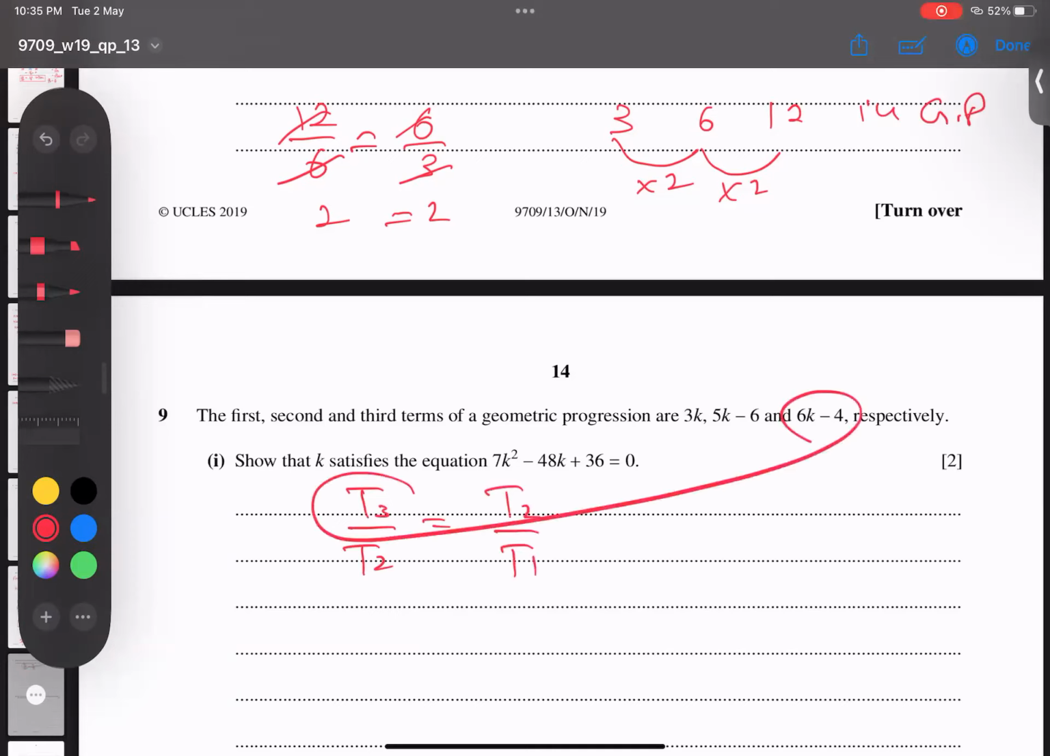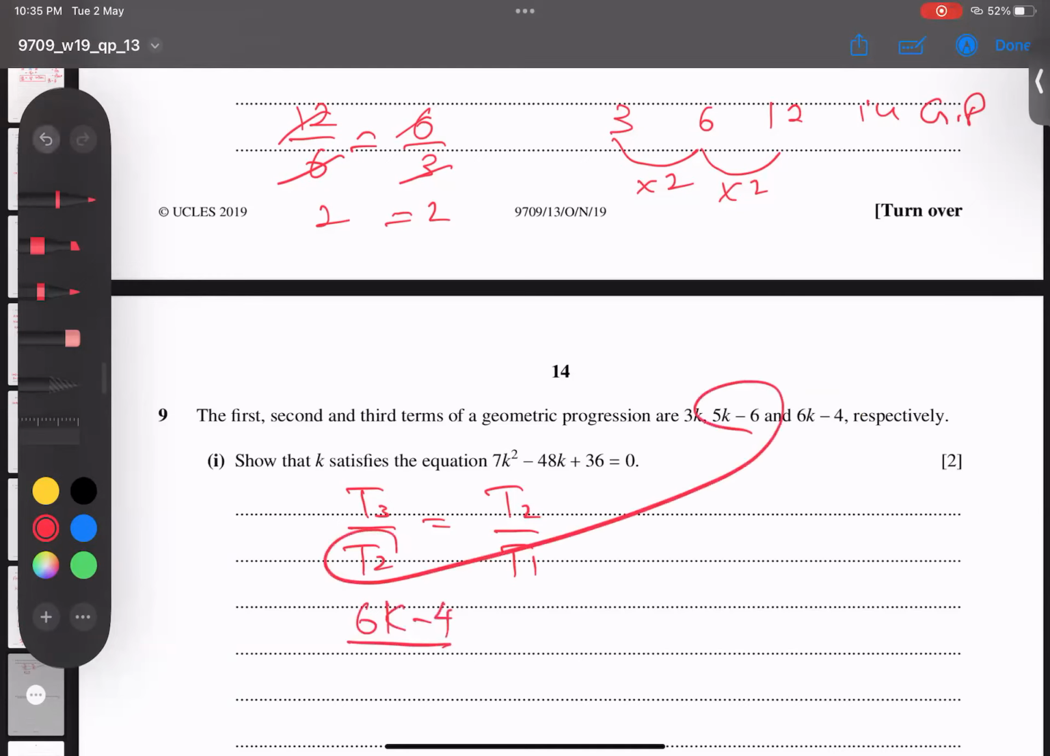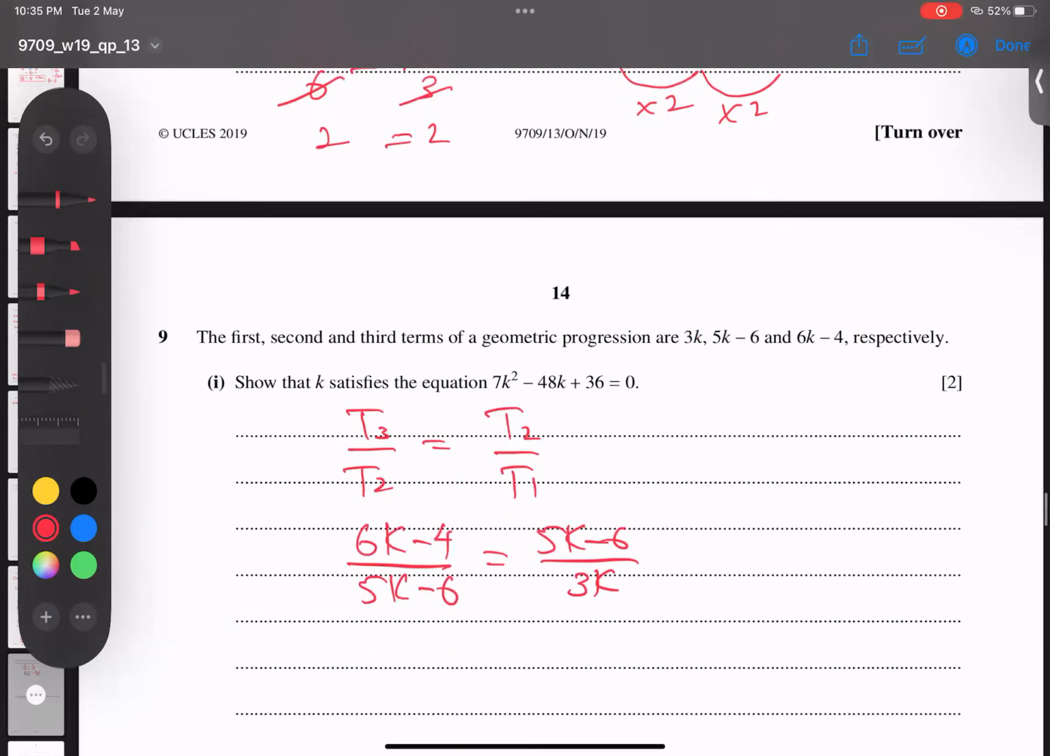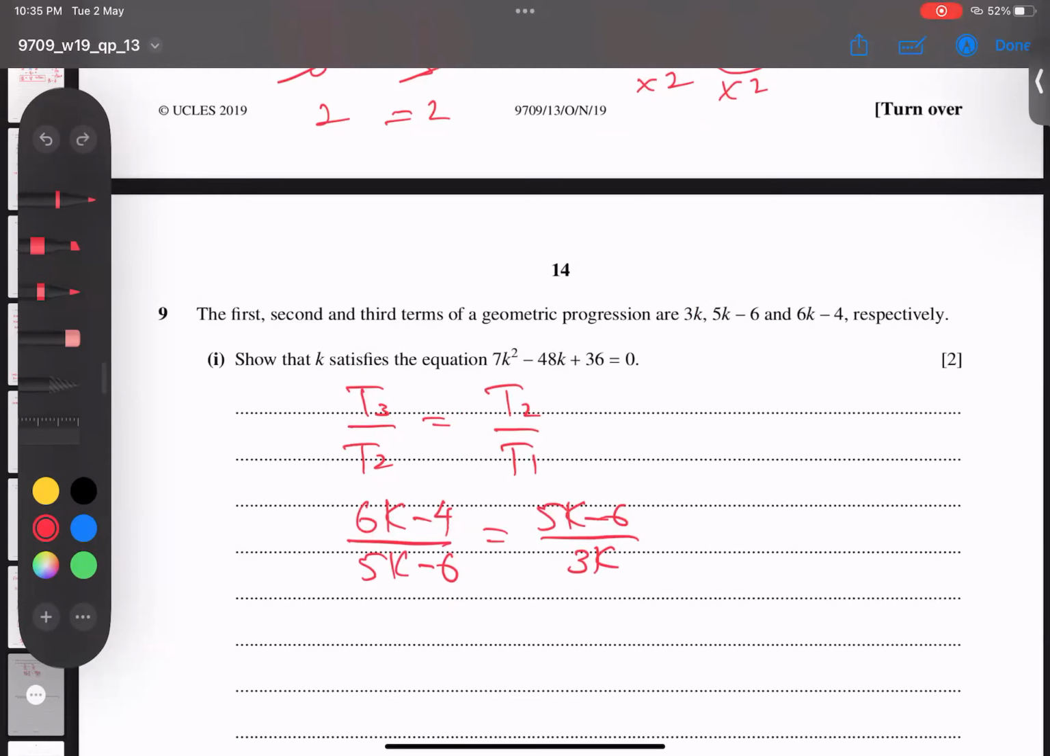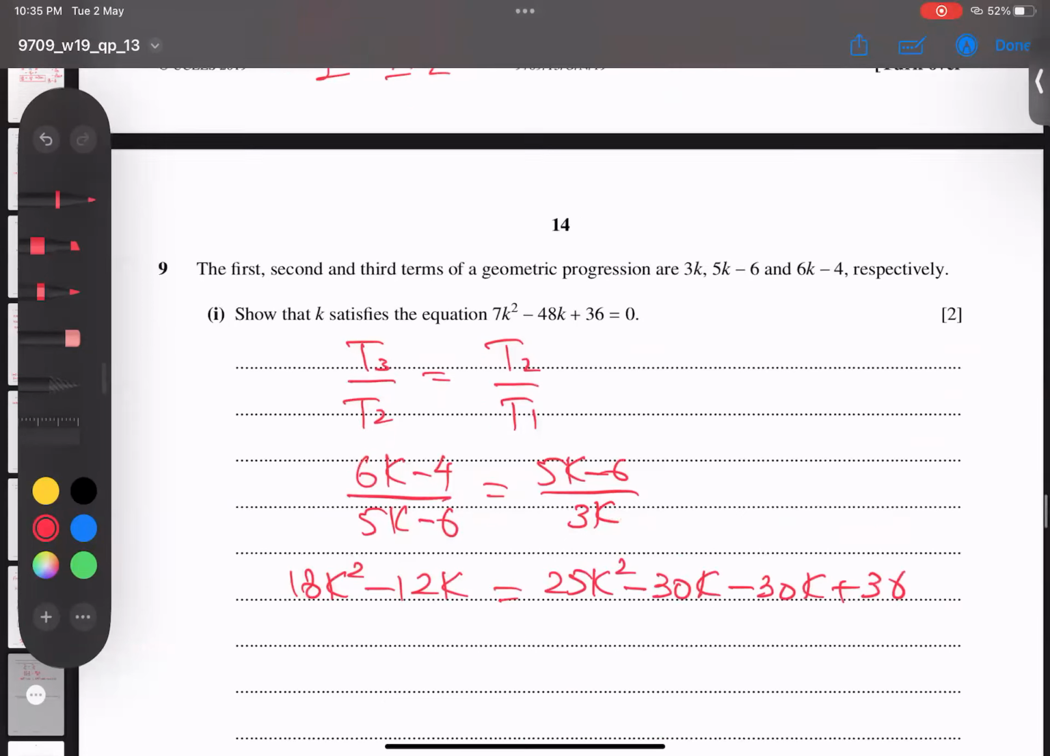So T3 is this. Let's try to solve it. T2 is this. Again, 5k minus 6 over 3k. And now I'm going to cross multiply. This multiplies there. I get 18k to the power 2 and minus 12k. This multiplies there. So 25k to the power 2 and minus 30k and plus 36.